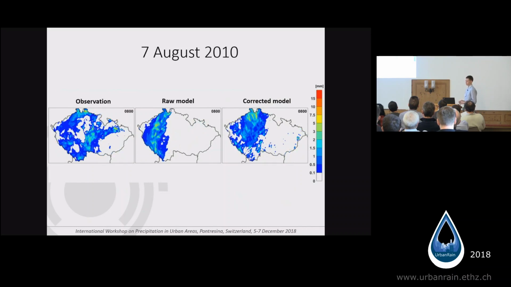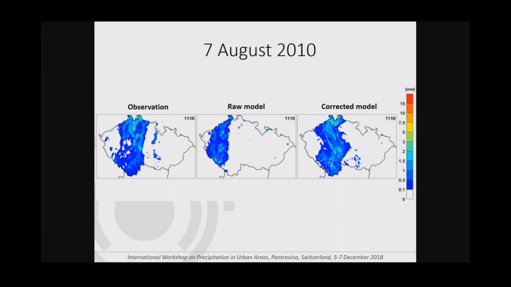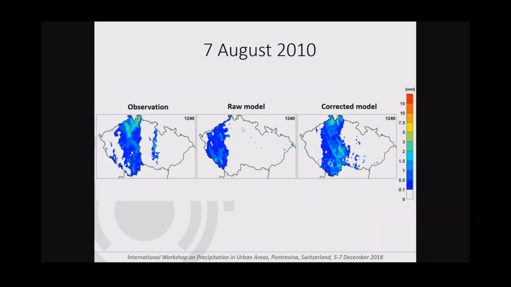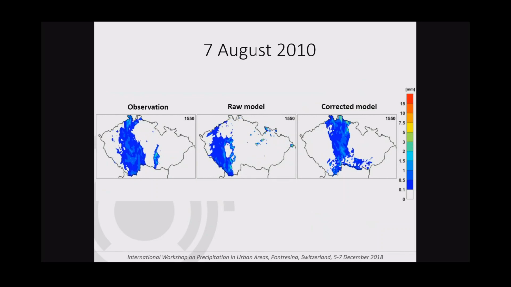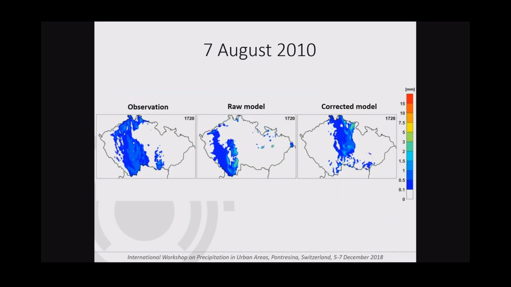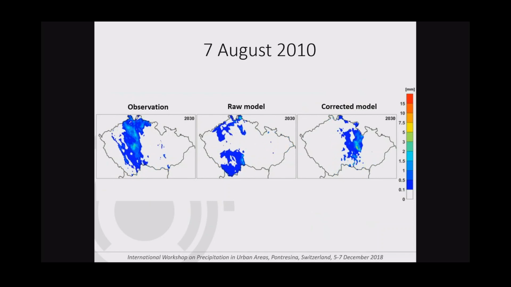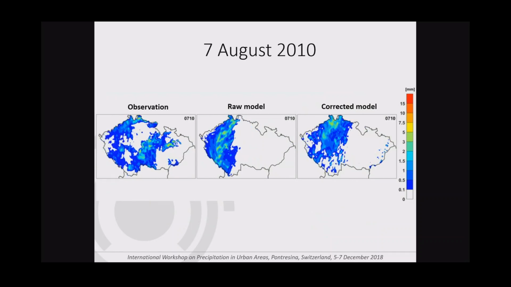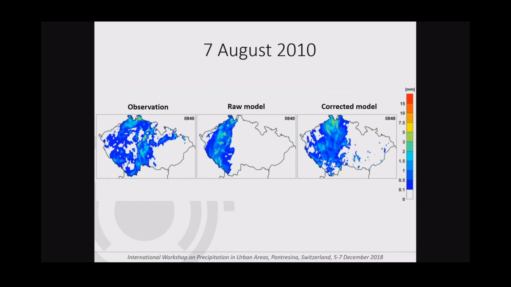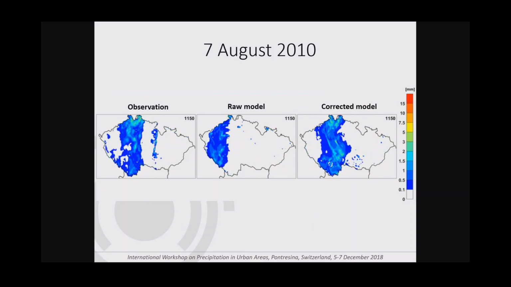There is another example of the event that occurred on 7th of August 2010 that hit mainly the north and central parts of Bohemia. Again, the raw model shows that precipitation was reforecasted more west compared to the observation, and especially the north part of the Czech Republic was heavily underestimated. On the other hand, the corrected model seems to match better with the observation in the morning and early afternoon hours when we observe the highest precipitation.